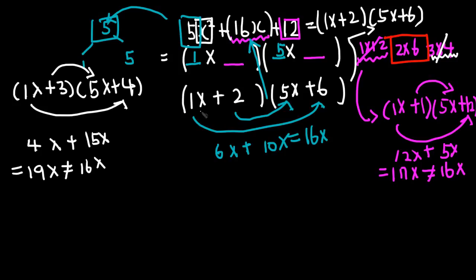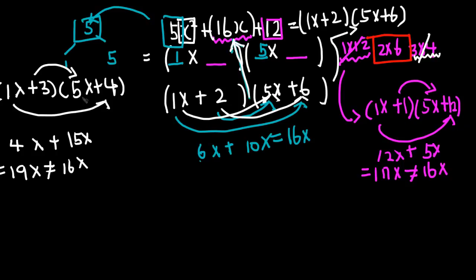We don't have to multiply 1x times 5x or 2 times 6, because we already know that it's going to give us 12 over 5x squared. It's kind of wasting time. All you have to see is that if we add it and multiply it together, it gives us 16x or not.